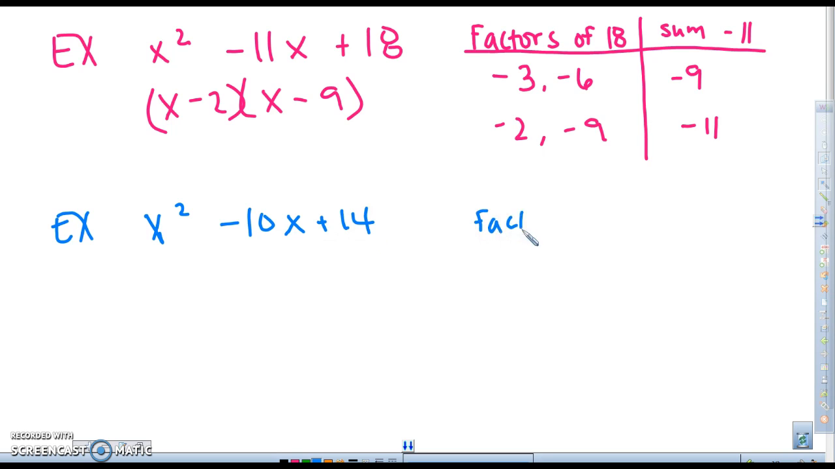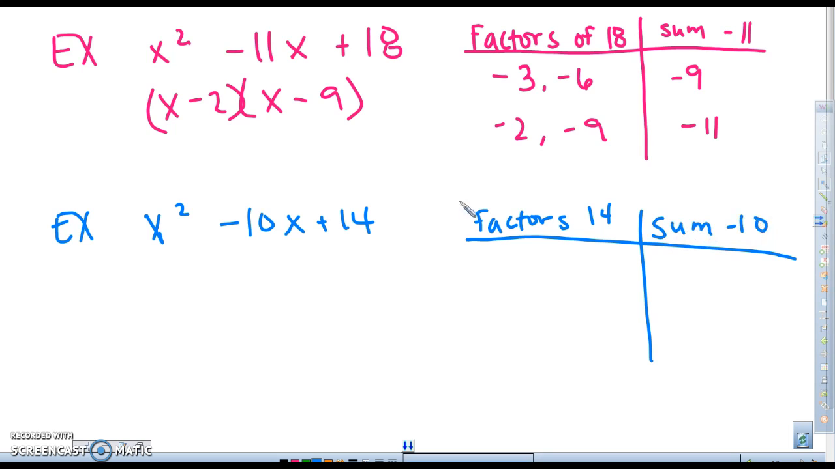So I am looking for factors of 14 that give me a sum of negative 10. So I'm going to start listing some factors. Negative 2, negative 7 come to mind. When I add those together, I get negative 9. What other factors of 14 are there that will give me a negative answer? Well, I could try negative 1 and negative 14. That gives me a negative 15. Any positive factors would not give me a negative sum. Okay?